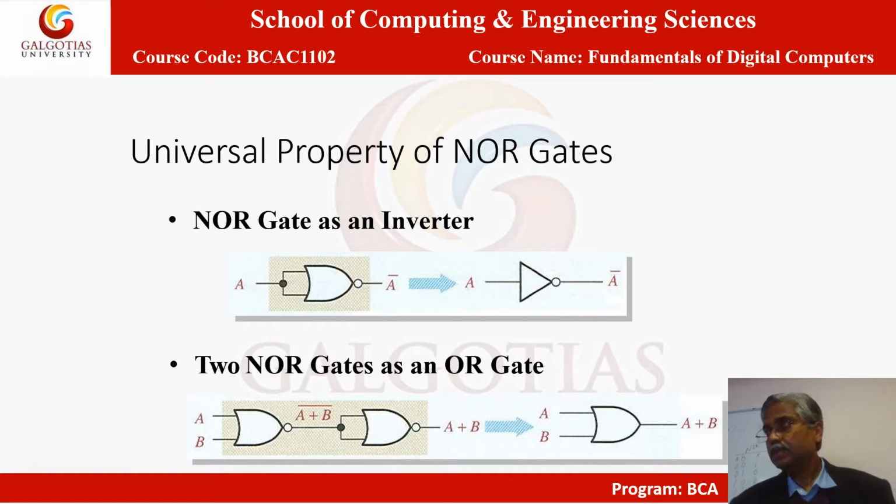So suppose the input is 1, then what will happen? That will be divided into two inputs, 1 1, and that 1 1 will give 0 from the NOR gate truth table. So 1 bit is converted to 0.